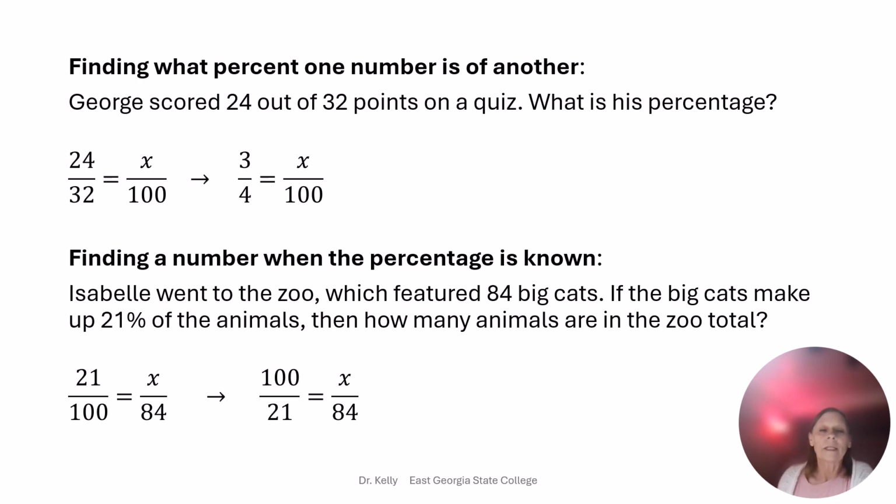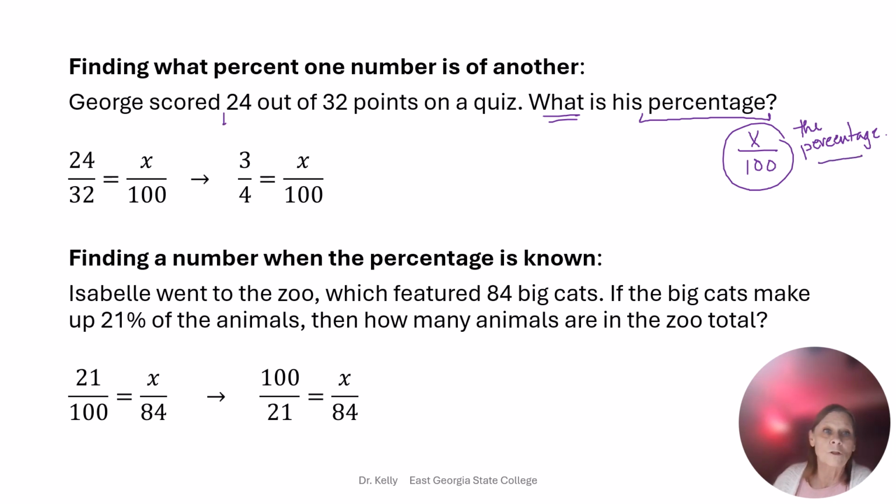Next, let's see the second scenario, which is finding what percent one number is of another number. So here, George scored 24 out of 32 points on a quiz. What is his percentage? Now, you want to focus sometimes on the fact that this says, what is his percentage? And remember, if we don't know what that percentage is, then we already know we have x over 100, because that in and of itself is the percentage, right? So that tells you how to set up the other two pieces.